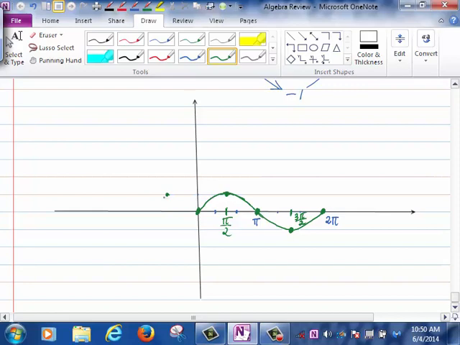Maybe right up here. What's that? Oh, this is on the other side, yeah. Okay, so this would be like this, and then, okay, and also it's going to repeat right here.